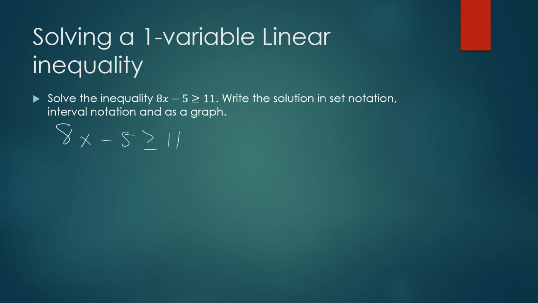Luckily for us, in general, solving a linear inequality is similar to solving a linear equation. I want to get x by itself, so I'm going to add 5 to both sides, and I'm going to divide by 8. So what I have, oh, that's a 2. So now I have this inequality.